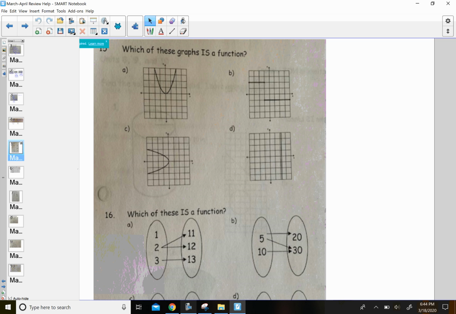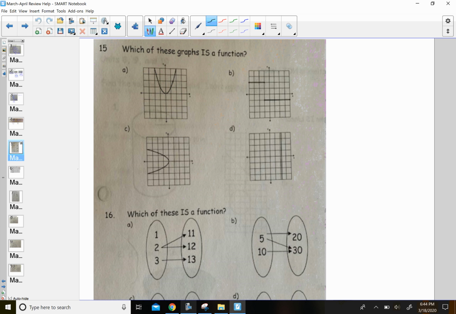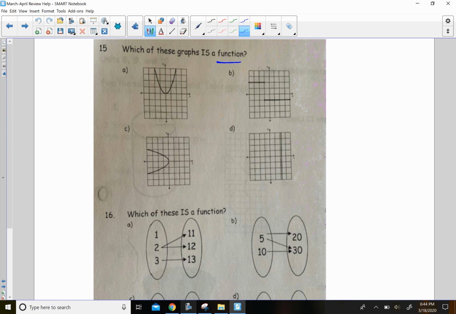So now the next question is saying, which of these graphs is a function? So remember that vertical line test we talked about? I feel like it was a really long time ago. So basically something is a function if you can draw a vertical line, which would be an up-down line, anywhere on the graph and it would only intersect the graph once. So I got these 4 choices. So in letter B, I can draw a line right here, and it's only hitting the graph at that one spot.